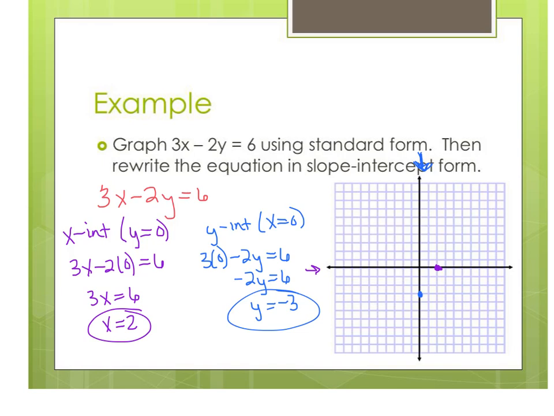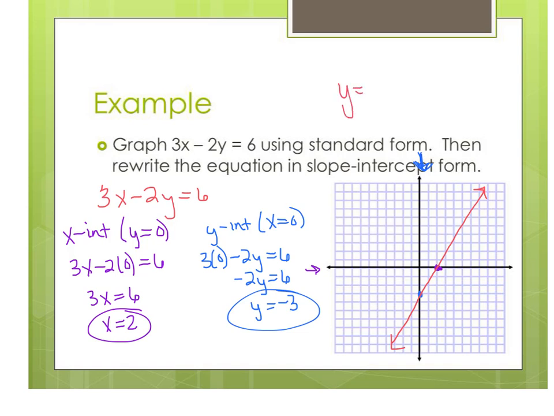So there's my 2 intercepts. And we're going to draw our line. We're going to draw our line through it. There we go. Okay. And to finish the problem, it does say rewrite the equation in slope-intercept form. So I'm going to do up here y equals.